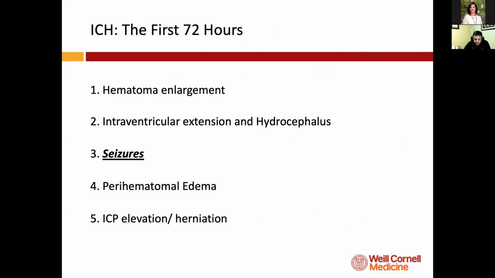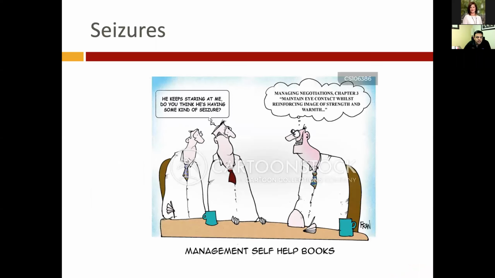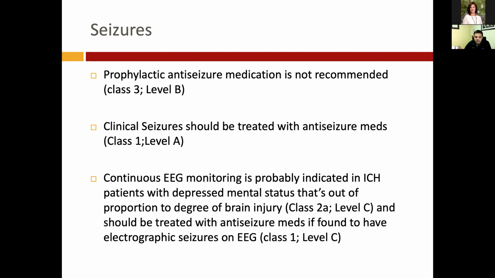And what about seizures? Seizures obviously are fairly common after ICH. The way to think about treating seizures or considering prophylactic medications is we do not normally consider anti-seizure medications in patients with ICH. The only time is when somebody has a clinical seizure, or if there's a high probability that the mental status or the exam is out of proportion to what you're seeing on the scan. That's when we do continuous EEG monitoring.